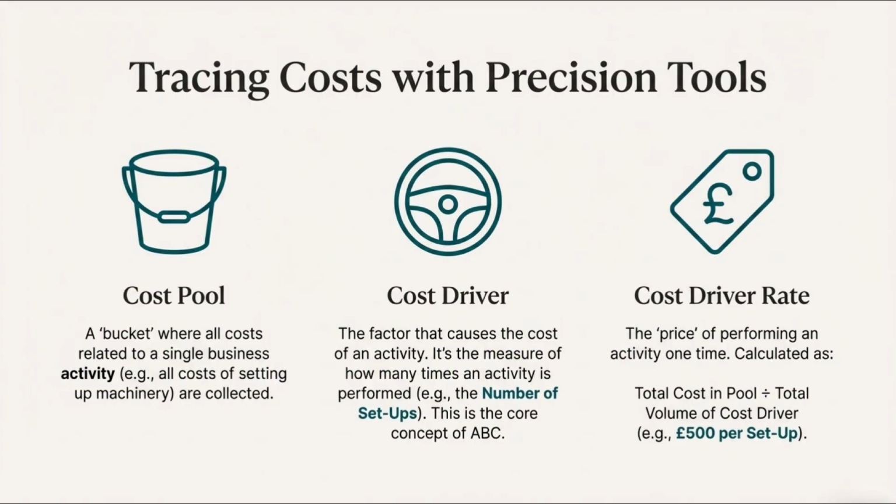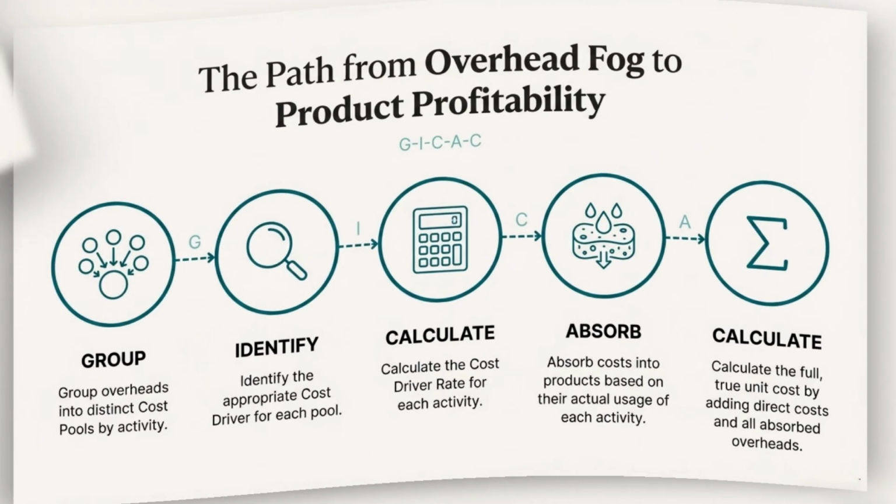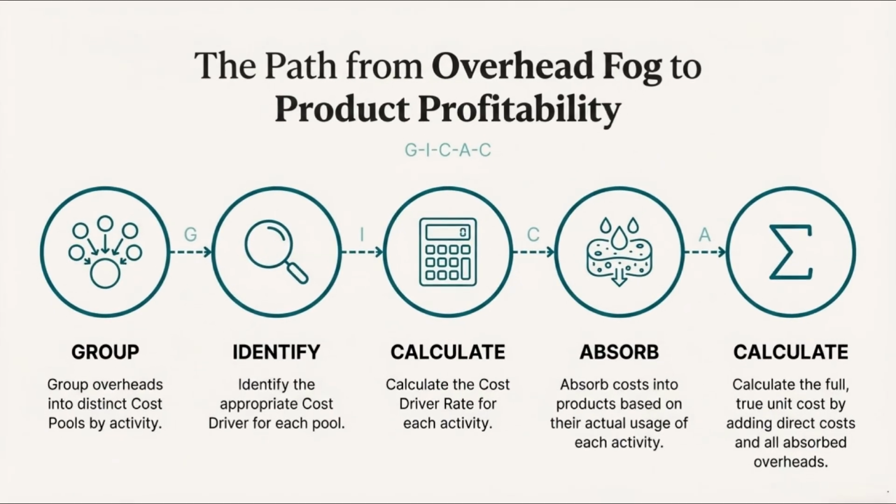Exam tip. Be very careful not to confuse cost pool and cost driver. The cost pool is the amount of money. The cost driver is the measure of activity. This is a common mistake that loses marks. Now let's learn the 5-step ABC process. I want you to remember the acronym GICAC. This will be your guide through every ABC calculation.